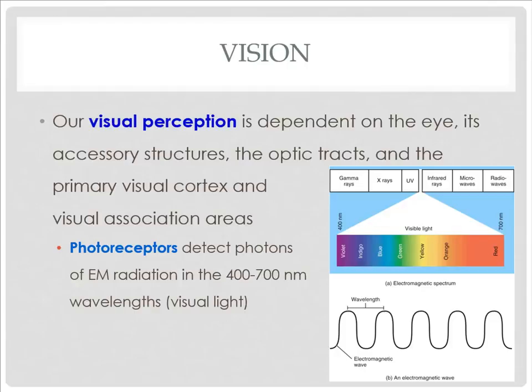Our next stop in discussing our special senses is vision, which we're going to be looking at the sensation as well as the perception of electromagnetic radiation. Now, our eyes are especially tuned to photons of electromagnetic radiation at wavelengths between 400 to 700 nanometers in length. And this corresponds to different visible colors within that spectrum.